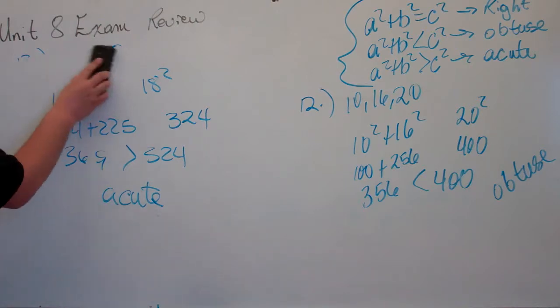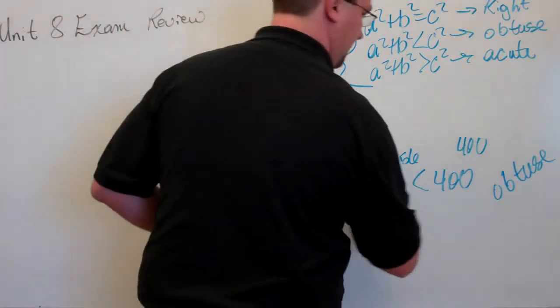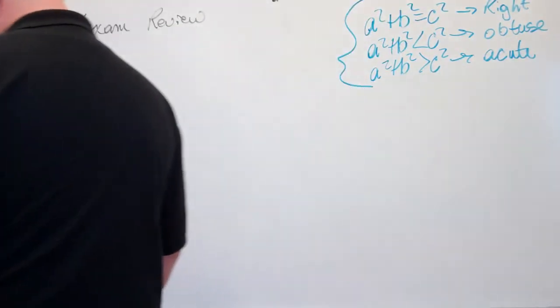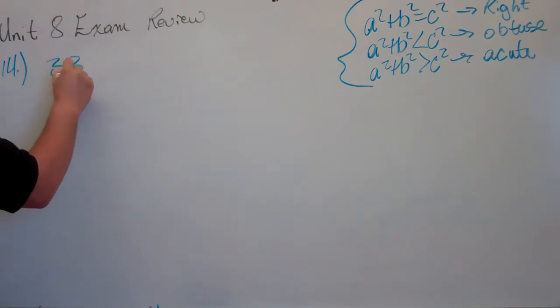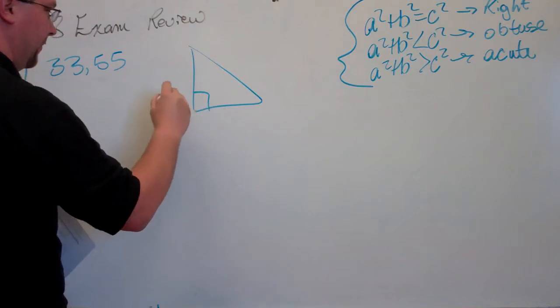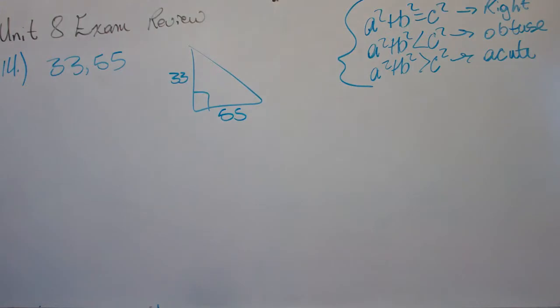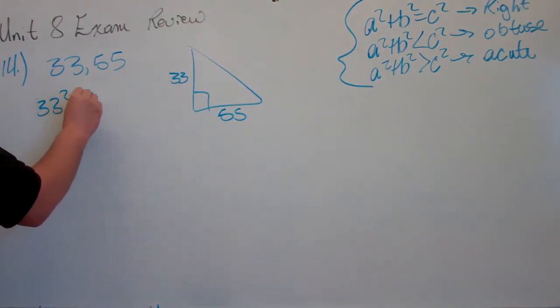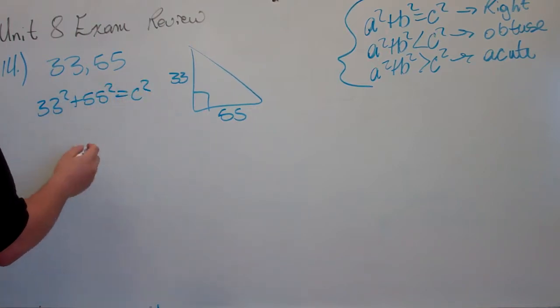Alright, 14. Actually, for 14, 15, and 16, we're going to use the Pythagorean theorem. So for number 14, what I would do first is this. We have 33 and 55 as our side lengths. Set up a triangle. Make the 33 and 55 the two sides of the triangle, and let's solve for the hypotenuse. So we're going to have 33 squared plus 55 squared equals c squared. Alright, so 33 plus 55.